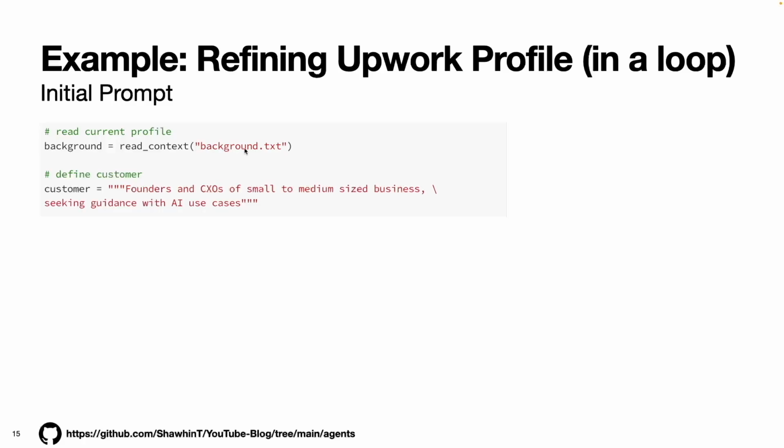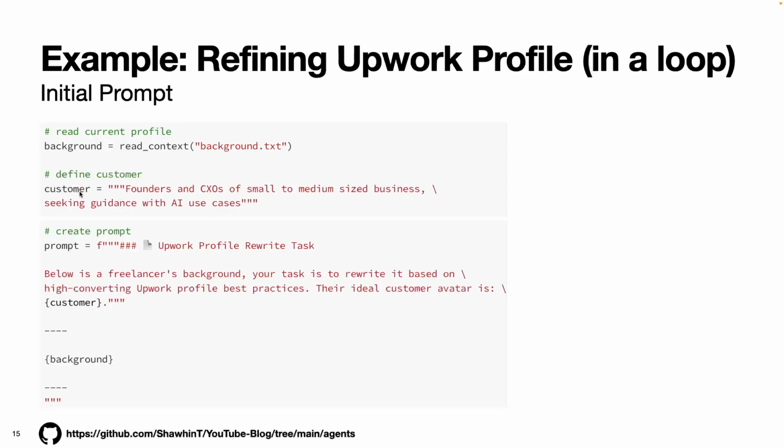So I'm importing the context. I'm also going to define the customer. This will also help GPT write the copy in a compelling way. So here I put founders and CXOs of small to medium-sized businesses seeking guidance with AI use cases. And so I imported these two, and then I will construct this prompt. Here I have Upwork profile rewrite task. Below is a freelancer's background. Your task is to rewrite it based on high converting Upwork profile best practices. Their ideal customer avatar is, so I'll insert the customer here, and then I'll paste in my current profile here. This is going to be the initial input to GPT to kick off this whole rewriting loop.